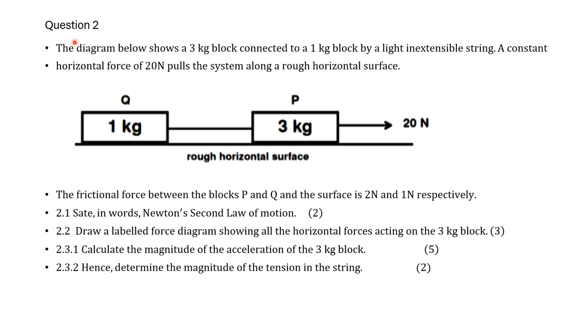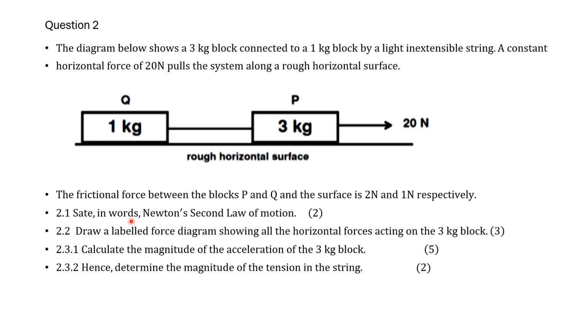Right, so question 2 of Limpopo 2014 says, the diagram below shows a 3 kg block connected to a 1 kg block. They are connected by a light inextensible string, and a constant horizontal force of 20 Newton pulls the system along a rough horizontal surface. Now they say the frictional force between the blocks P and Q and the surface is 2 Newtons and 1 Newton. So if we start from P, 2 Newtons of friction and 1 Newton of friction.